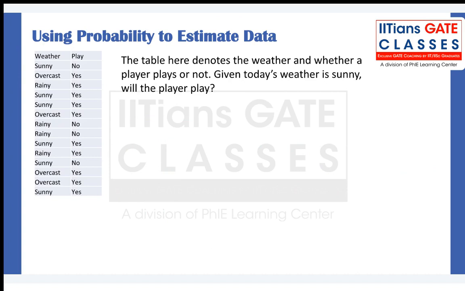Now let's go ahead and extend this concept by a very small question. Look at this data set. This data set consists of variable x, which denotes the weather on a given day. Some days it is sunny, some days it is rainy, some days it is overcast. And the column play denotes the target label, which is y: whether any player plays or not given that weather. If I say that the weather today is sunny, can you tell me whether the player will play given this data?